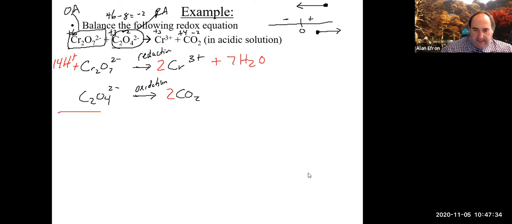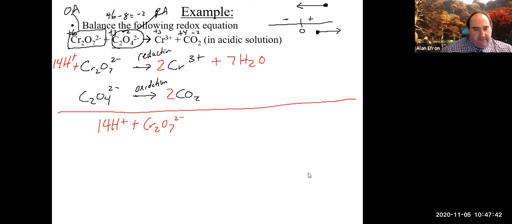Again, I'm just going to rewrite it because I'm going to need to add some stuff to it. So we'll do 14H plus, Cr2O7 2 minus, 2Cr3 plus and 7 waters. Bottom here, C2O4 2 minus and 2CO2.